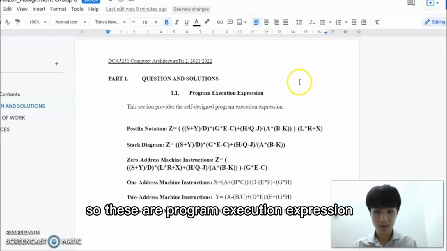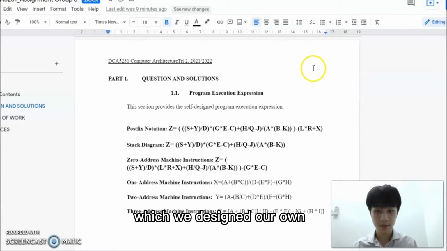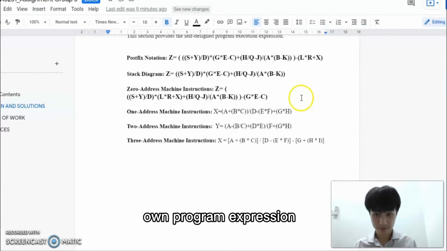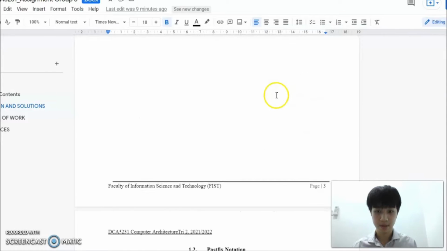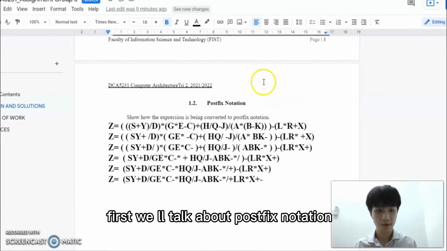So, this is our program execution expression, which we designed ourselves. All of this we will talk about later. First, we will talk about postfix notation.